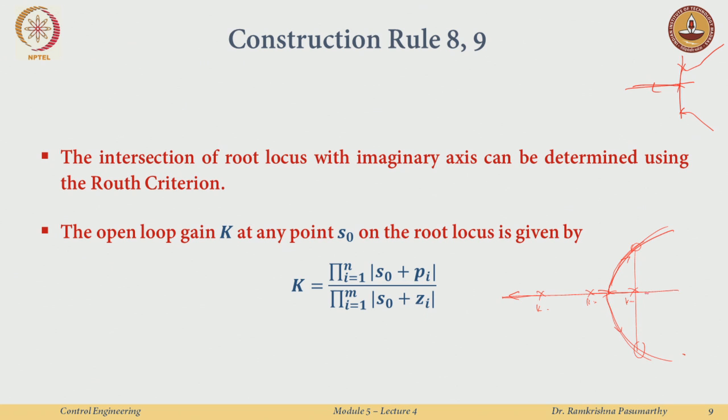Given a point on the root locus, how do I find the gain k at that point? Well, it's just simply like this. There is nothing special here. Of course, if you use MATLAB, you just move the cursor and it will tell you the values. But where does that come from? That comes from this.